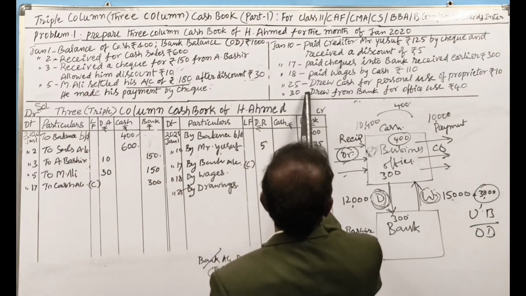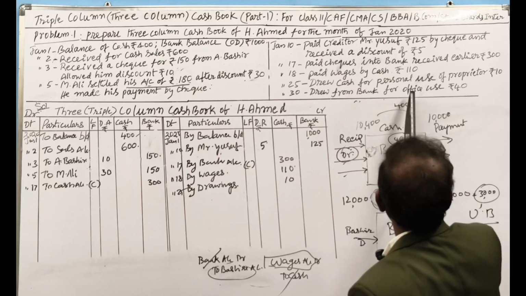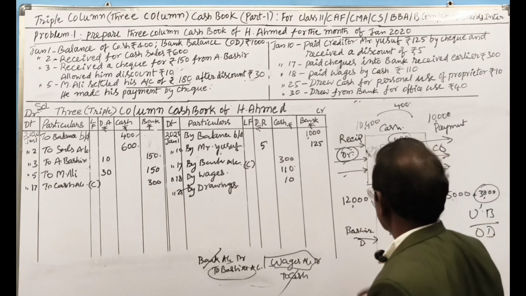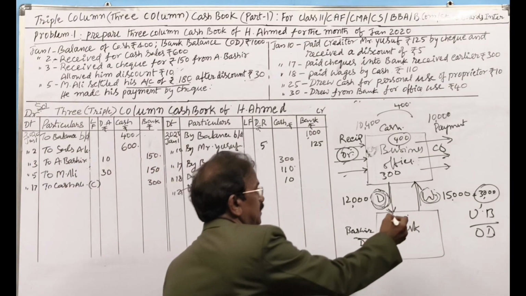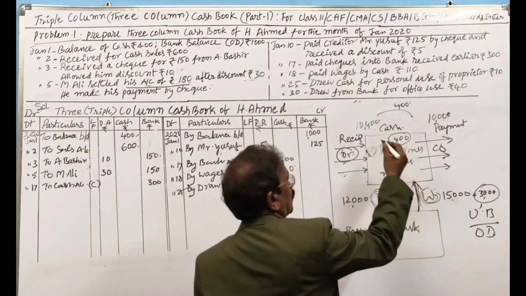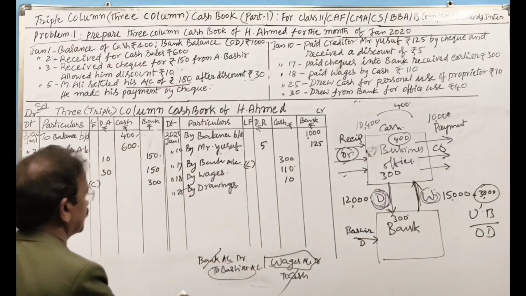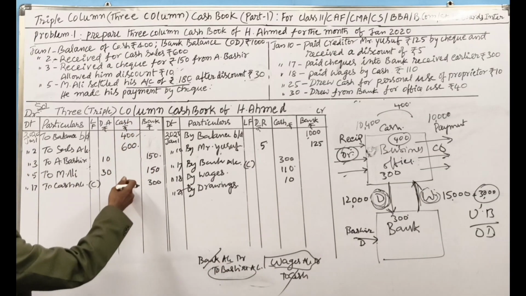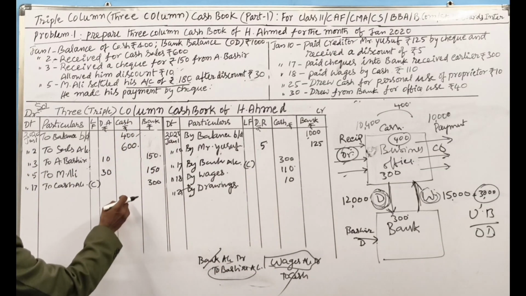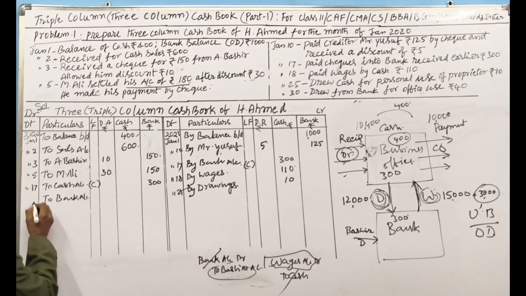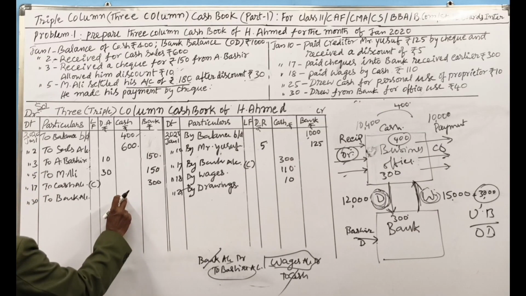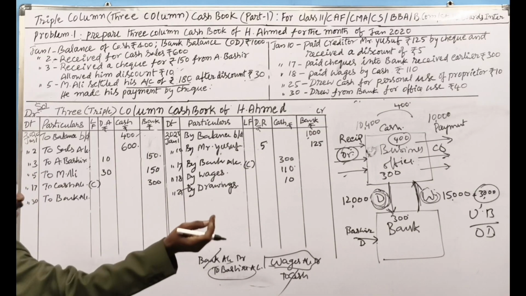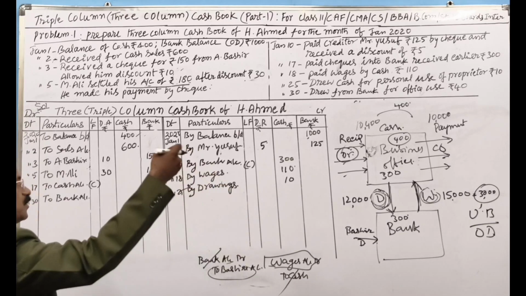And 30th, drew from bank for office use. The amount is drawn from bank for office use. This is withdrawn, so cash is coming to the office. Since cash is coming to the office, on the debit side you have to write bank account. What is the date? The date is 30th. And the amount is written where? In the cash column. Why the cash column? Because cash is coming from bank to office.